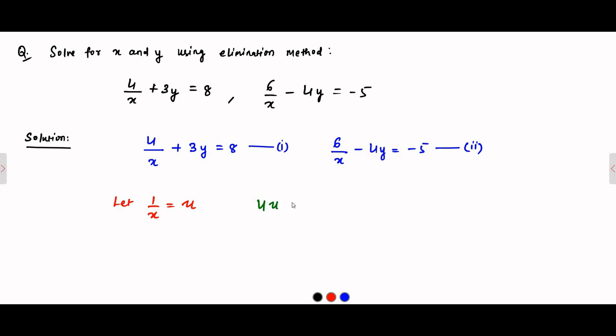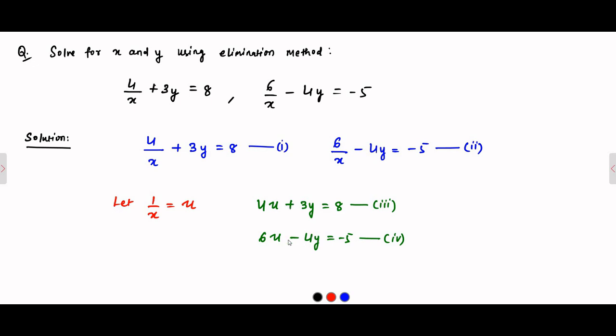4u plus 3y is equal to 8, equation 3, and 6u minus 4y is equal to minus 5, equation 4. We introduced this and converted the equations into standard form. Now we have to eliminate one variable. So here we'll go with the easy approach.